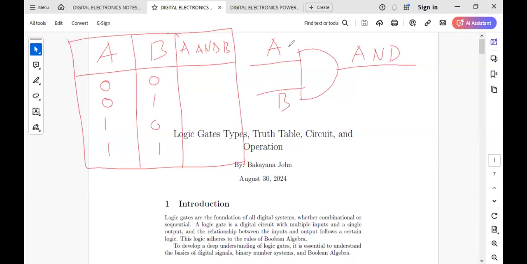Now, from the truth table, how do I get the last column? The last column, I'll do some simple mathematics. For me to get the results in the third column, I'll have to multiply 0 times 0, I get a 0. 0 times 1, I get a 0. So this kind of computation is what we call the Boolean algebra.